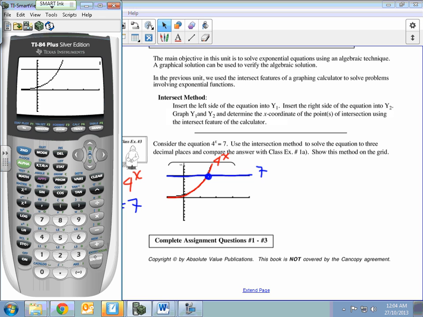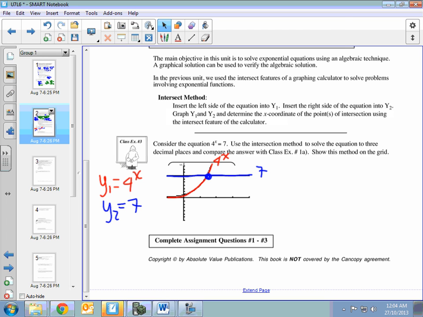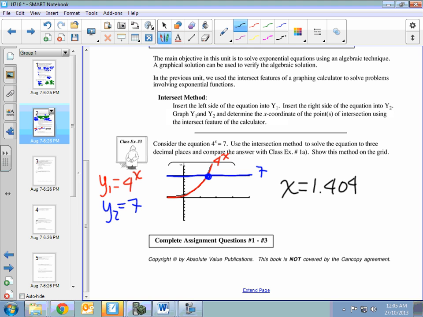Enter, enter, enter. When y equals 7, our x equals 1.4036. To 3 decimal places, x is equal to 1.404. If you can remember, this was the same question we had on that last page in 1A. This just shows you that doing it both ways, you can check your work. You have the same answer, 100%.